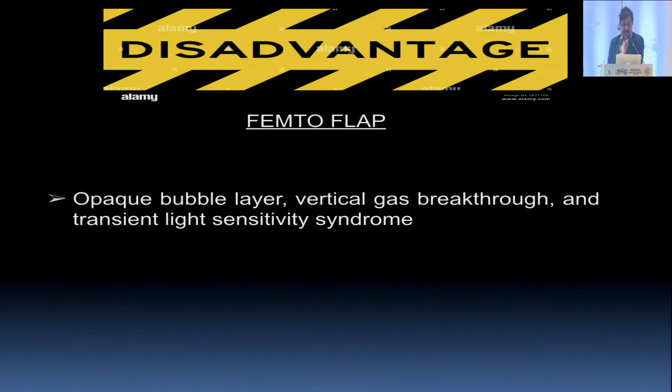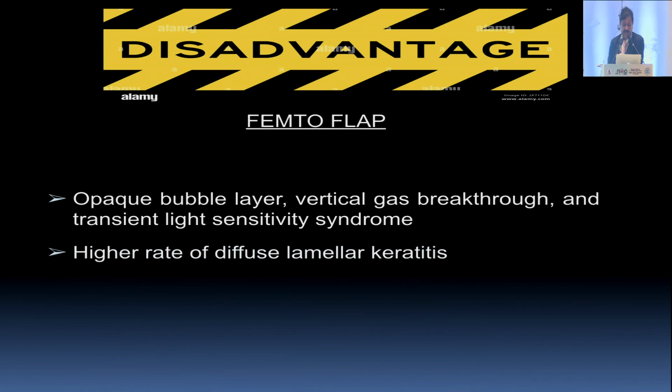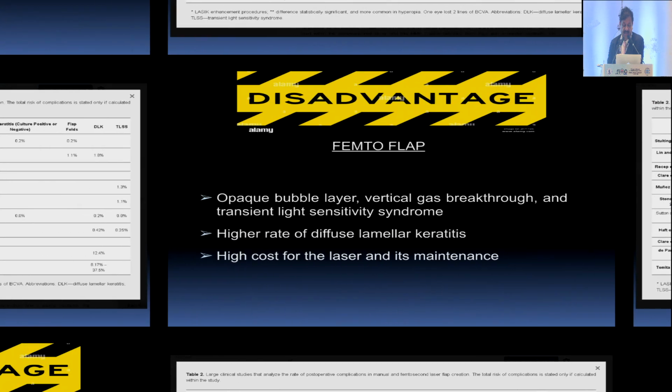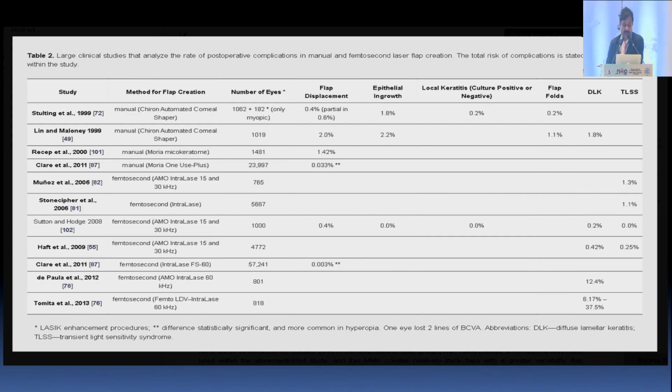It's not that this system doesn't have disadvantages. There are a lot of disadvantages which can occur. You can have opaque bubble layer, or OBL. You can have vertical gas breakthrough. And sometimes a patient may complain of transient light sensitivity syndrome, which could last for a couple of days. You can have a high rate of DLK in patients, and definitely the higher cost involved for the purchase and the maintenance. A lot of studies worldwide have compared, but all of these studies have essentially boiled down to the microkeratome-based systems.